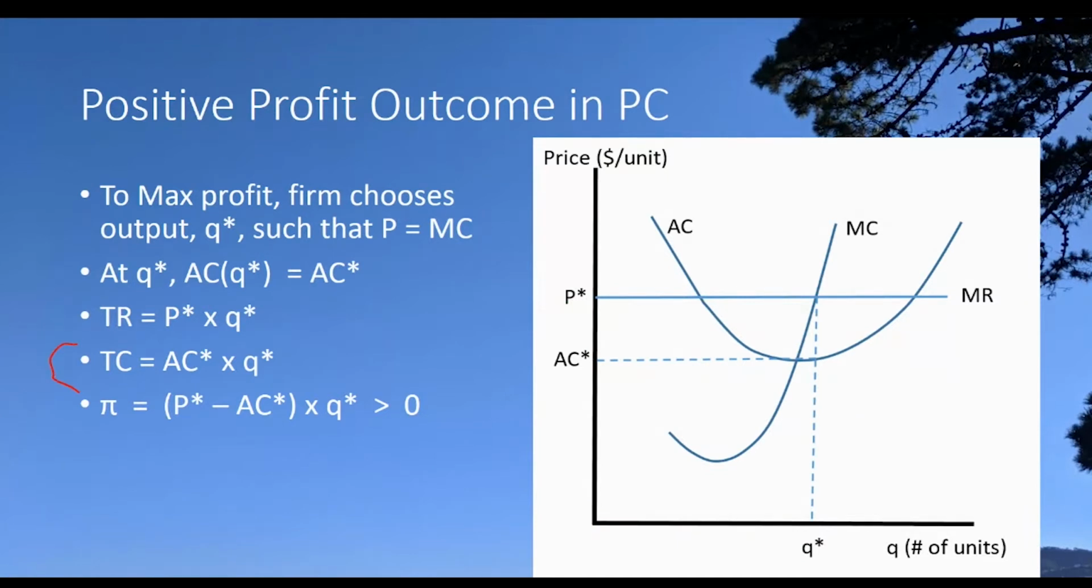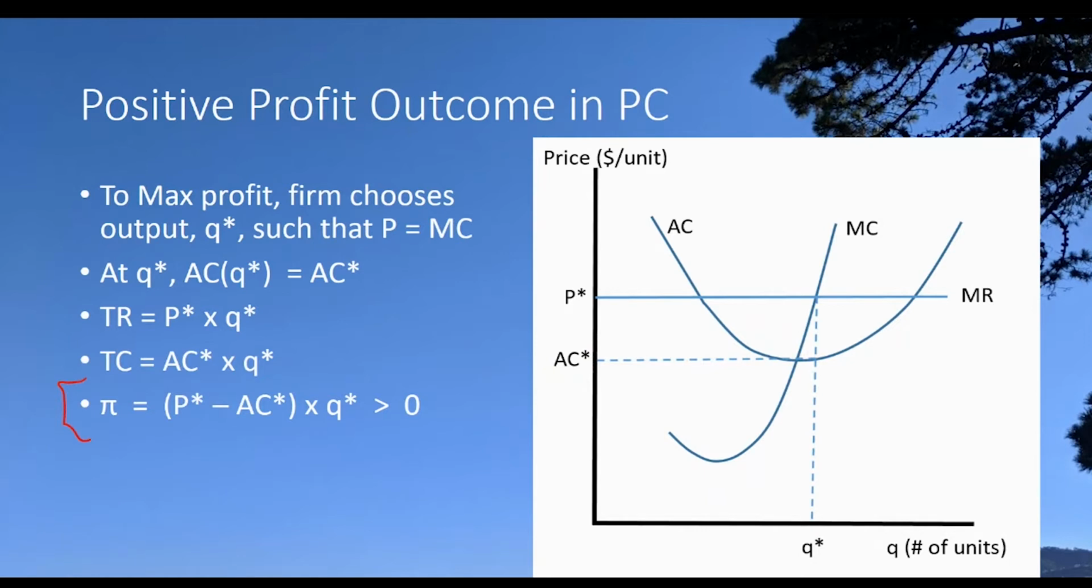Next bullet, total cost. To calculate total cost, you have to take the quantity Q star, carry it up to the average cost function right here, and carry it over to get average cost. Notice I'm mentioning that average cost at Q star is equal to AC star, which is what I'm measuring here on the left-hand axis. All right, so now total cost is equal to AC star, that's this vertical distance right here, multiplied by Q star, which is this horizontal distance right there. So therefore, this area corresponds to total cost.